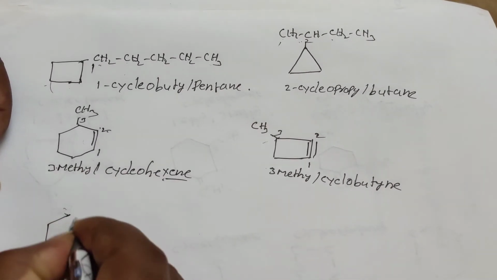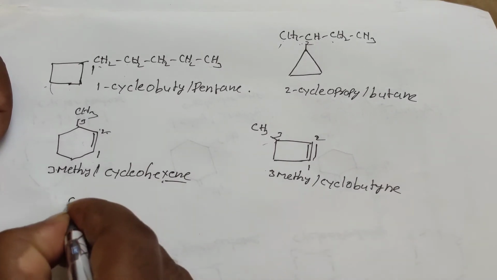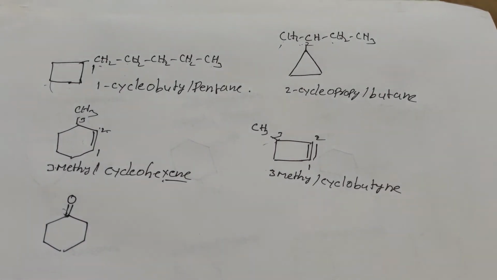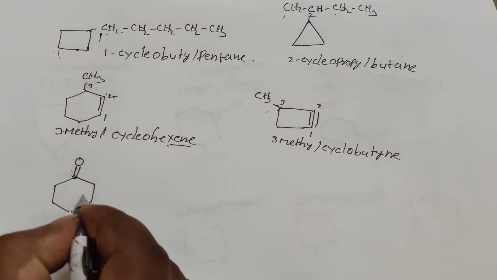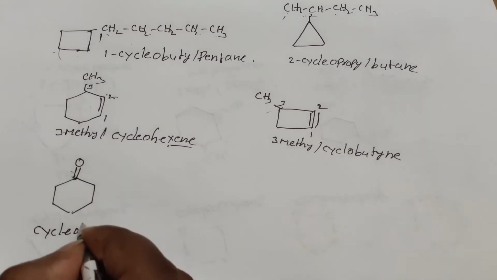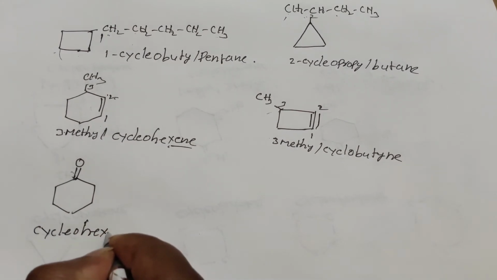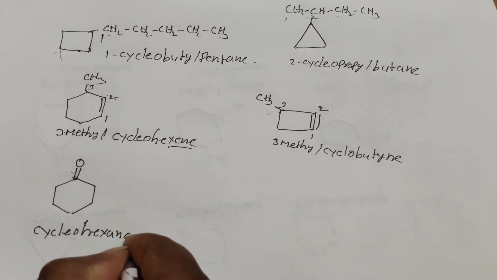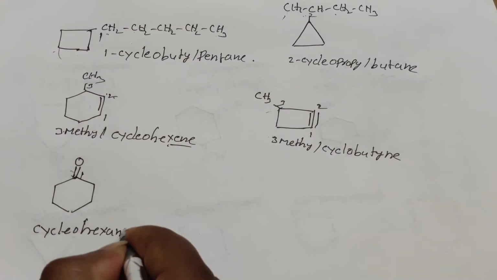a cyclohexane. In the cyclohexane, I am writing the ketonic group. So the name of the compound is cyclohexane, cyclo-hexane-1-one, or 1,1. You can give the number and write the 1.